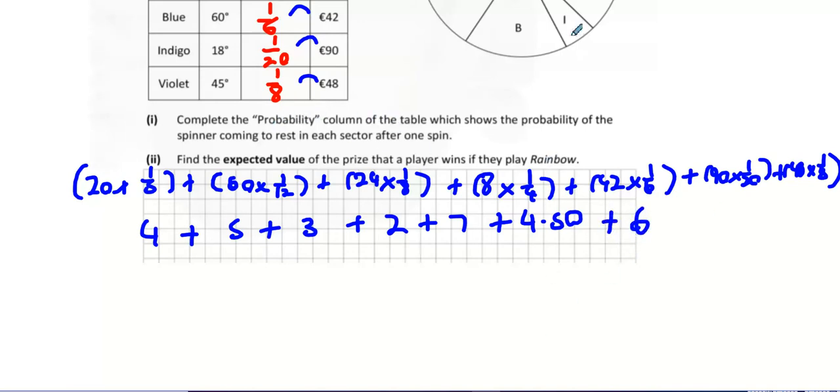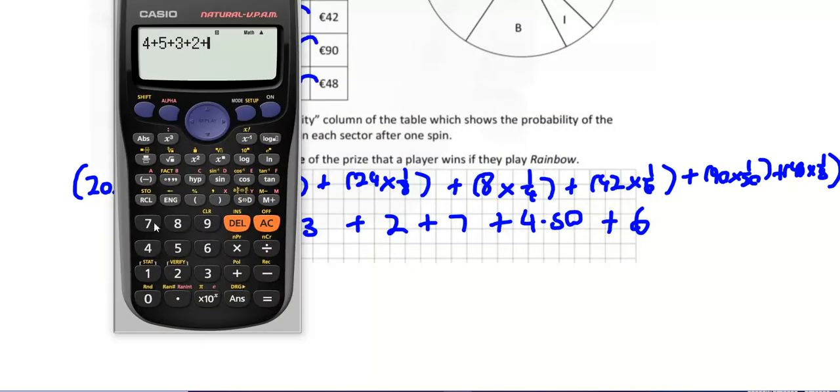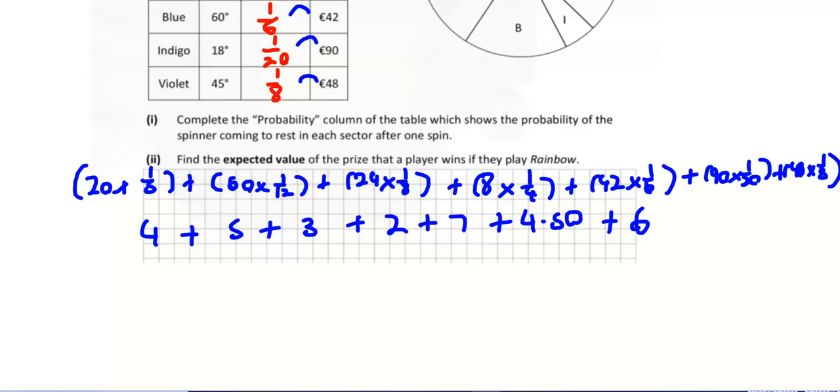Then we add all that together. I'm hoping we get €31.50 for this. 4 plus 5 plus 3 plus 2 plus 7 plus 4.50 plus 6. Yeah, €31.50. Okay, we're sorted. Let's move on.